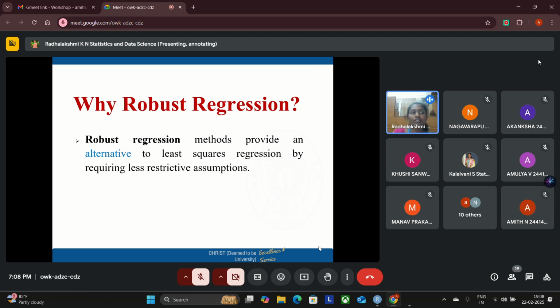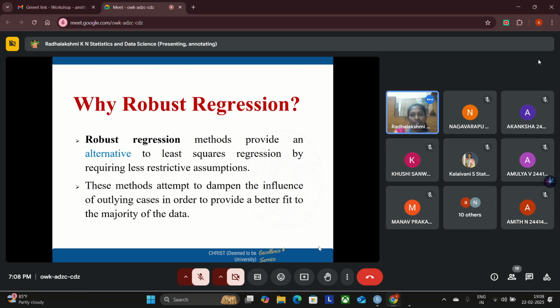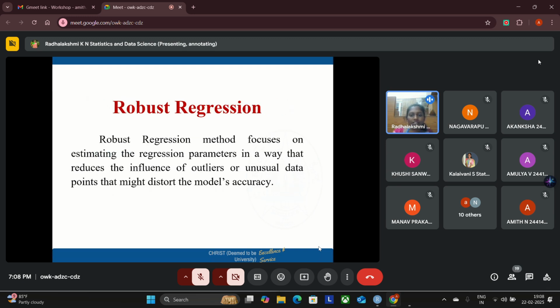Truly speaking, there are no assumptions in the robust regression procedure. If you have any type of data, whether it contains outliers or doesn't follow normality or any of those things, we can go for the robust regression procedure. It will give you the best result. I will tell you why. Robust regression methods focus on estimating the regression parameters in a way that reduces the influence of outliers and unusual data points that might distort the model's accuracy, right?